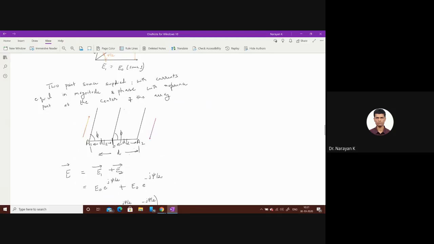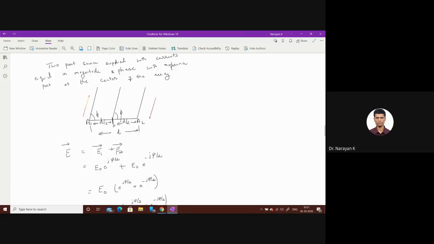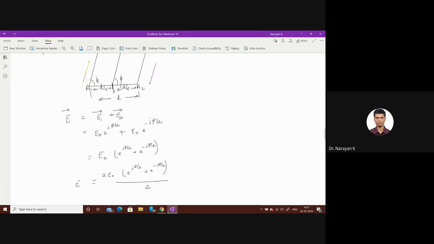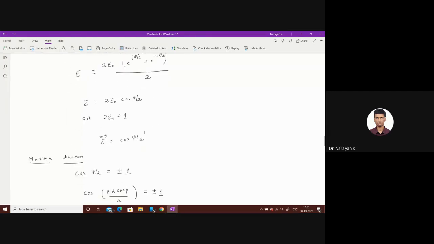Now we also did two point sources supplied with currents of equal magnitude and equal phase, with the reference point taken at the center of the array. If the reference point is taken at the center of the array, you get E naught e raised to the power j psi by 2 plus E naught e raised to the power minus j psi by 2, because the phase shift gets divided equally. So you will not get the angle psi by 2, you will only get cos psi by 2. If you take the reference point at the origin, you will get an angle psi by 2. So please read the question very carefully before starting your derivation.